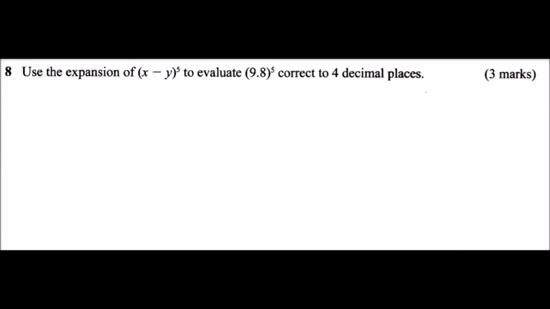So question number 8, this is application of binomial expansion. Use expansion of (x minus y) to power 5 to evaluate 9.8 to power 5, correct to 4 decimal places, and you get 3 marks.